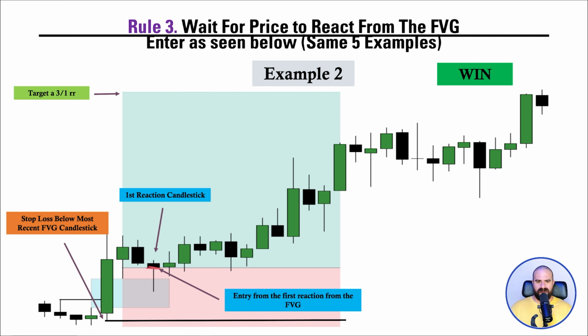The stop loss goes below candlestick number 2, the one that has the FVG on it. Okay, below this one. So the stop loss should have been a little bit over here, or you can place it a little bit below. And the target of 3 to 1 is hit again. It is hit a little bit later on.